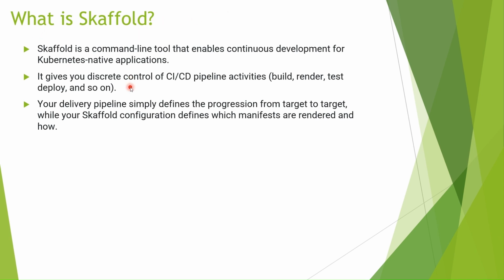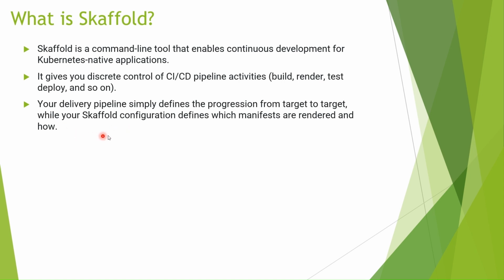line tool that enables continuous development for Kubernetes-native applications. It handles CI/CD pipeline activities, so we can control them with the help of this. We can build, render, test, deploy, and all that. In your delivery pipeline, you simply define the progression from target to target, like this is our target and that is our target, GKE or Cloud Run, while the Skaffold configuration defines which manifest, which configuration file, like pod manifest, deployment, service, we want to use. That is all managed by Skaffold.